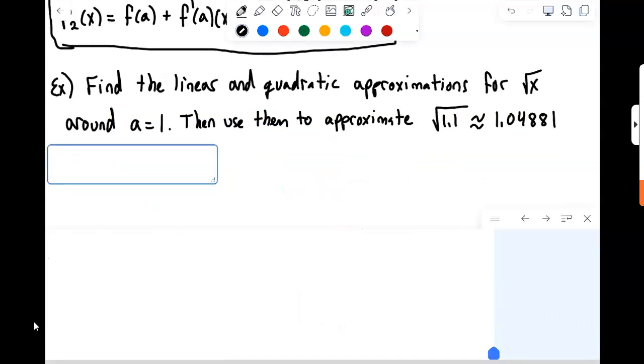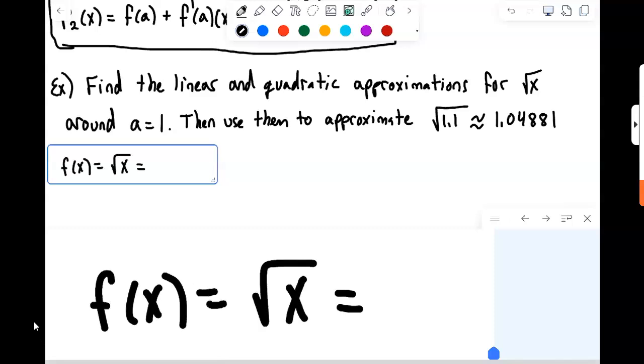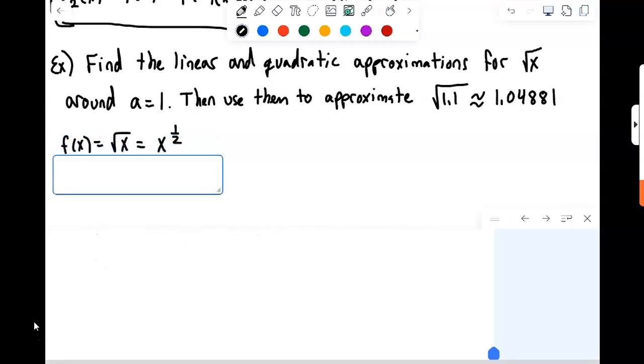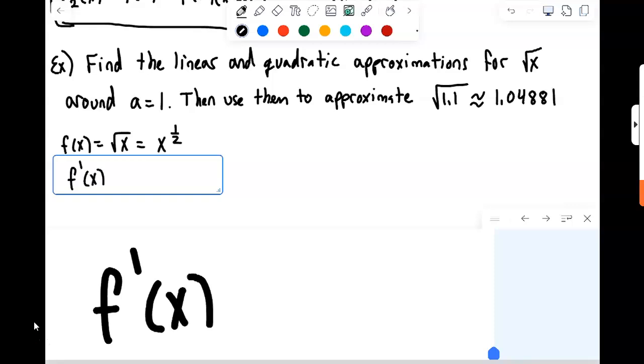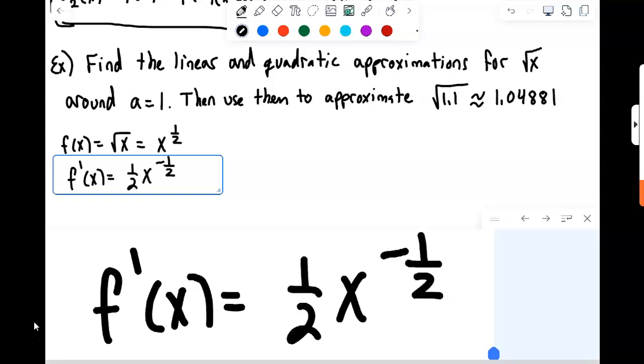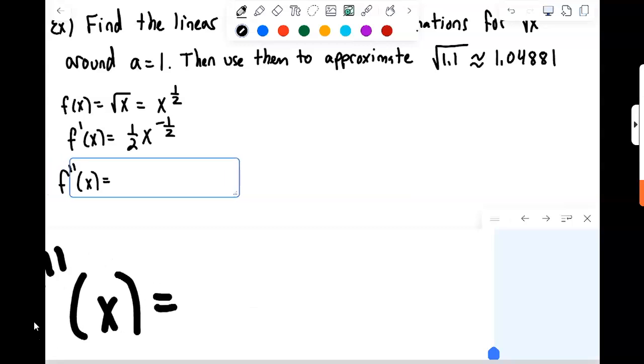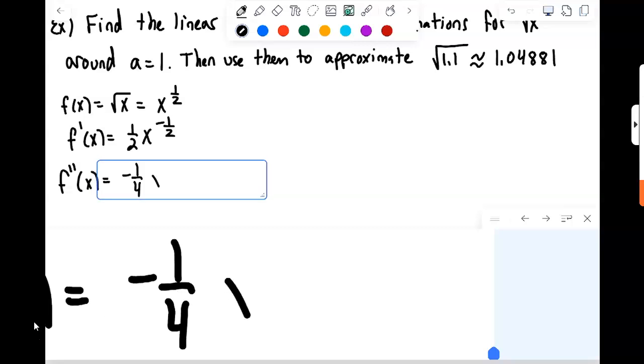So a few things here. Let's notice our function, square root of x, of course, could be written as x to the 1/2. And since we're doing up to a quadratic, we need to know our derivatives up to the second derivative. So f prime of x would be the derivative of that, which would be 1/2 x to the minus 1/2. And we need the second derivative as well. F double prime would be negative 1/4 x to the negative 3/2.